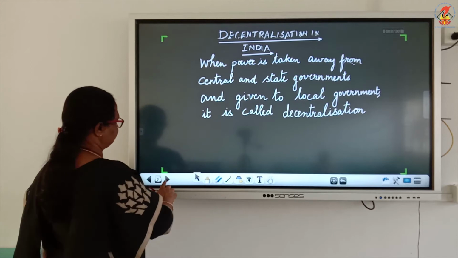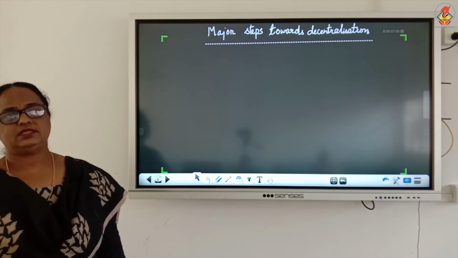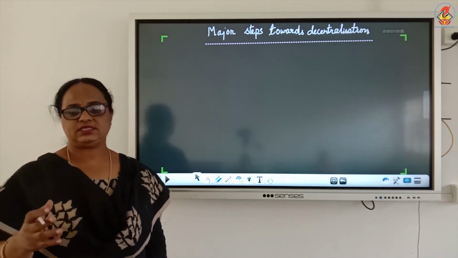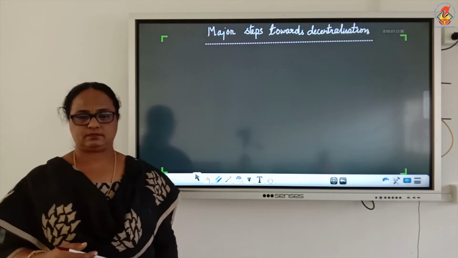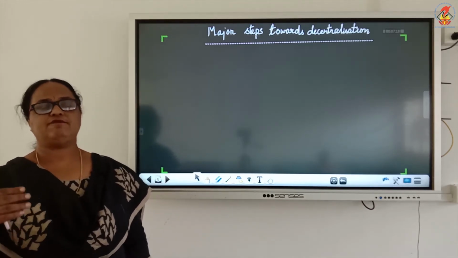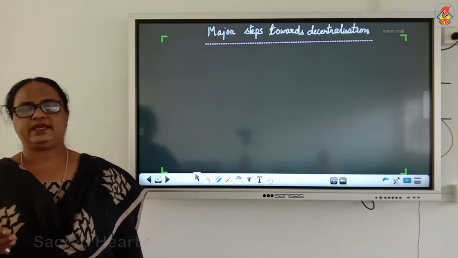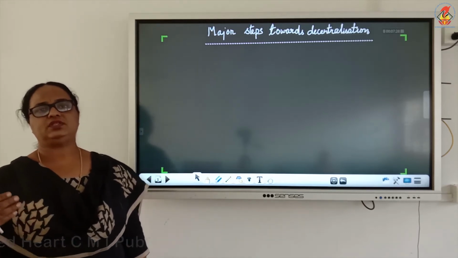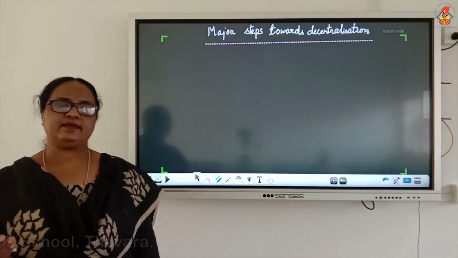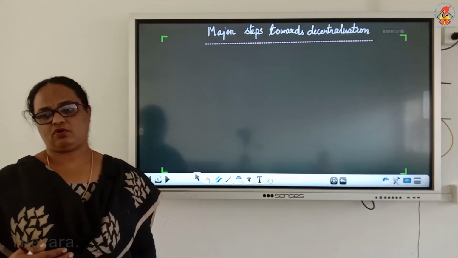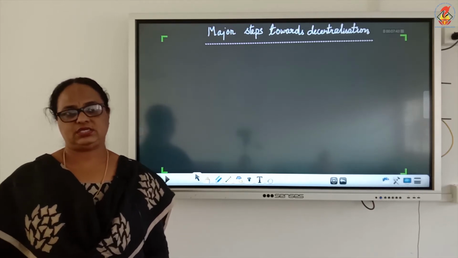And the next is the major steps towards decentralization. In 1992, the 73rd Amendment Act gave constitutional status to the Panchayati Raj system. Earlier in India we followed only a two-tier system, the central and the state. Then later, in 1992, we started to have the third tier. We took one more step ahead, that is, the local government was formed. The status of Panchayati Raj institutions was given in the year 1992.